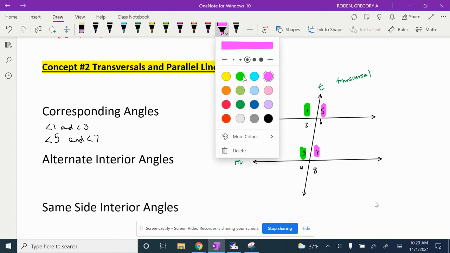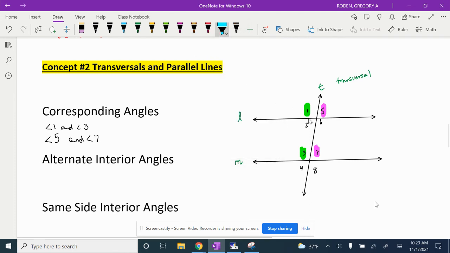Do we all agree with Rachel that angles 2 and 4 are corresponding angles? Bottom left and bottom left. I agree with that, Rachel. So now this is angle 2 and angle 4. Guys with me on that? Angle 2 and angle 4 are corresponding angles.